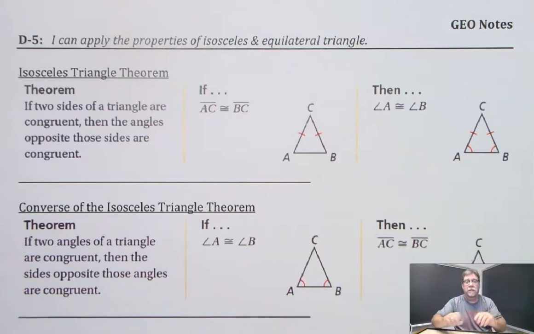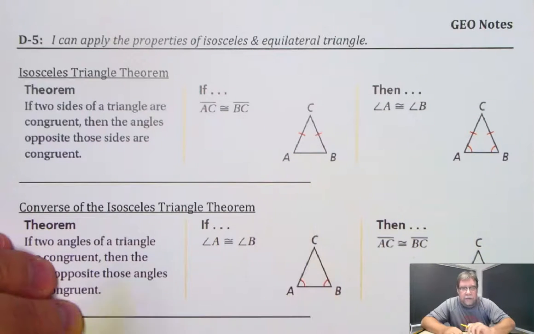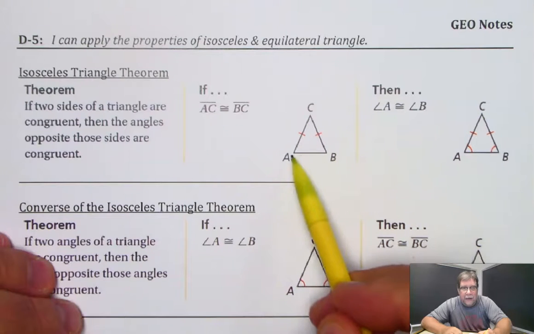They're called the legs, the bottom, like in this particular case right here. These are the legs of the triangle. That's called the base of the triangle. We have a vertex angle and we have what's called base angles.